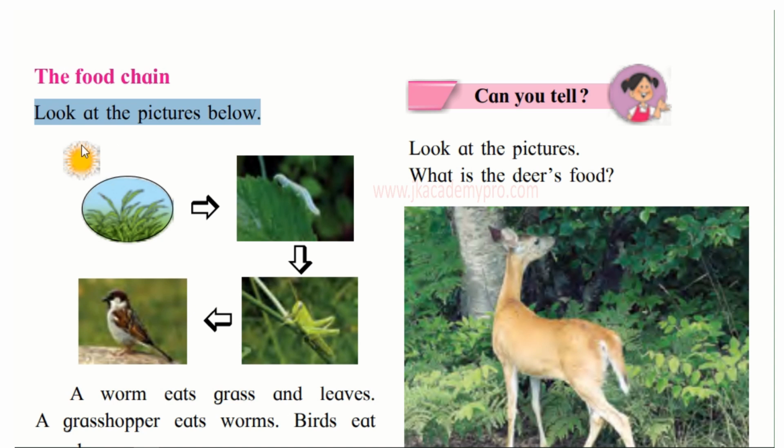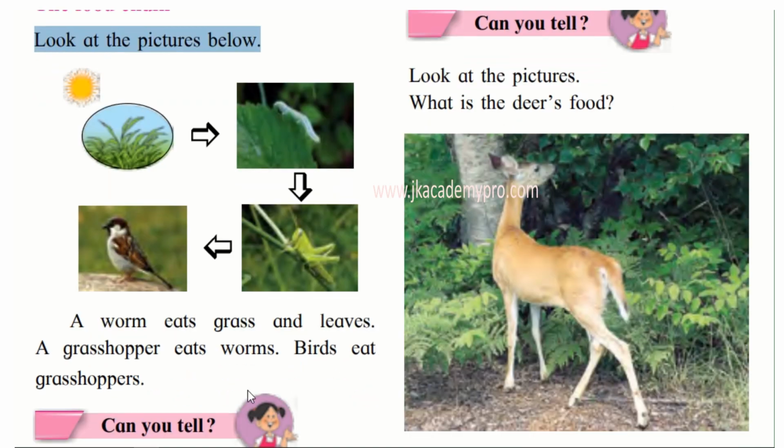So if you look at it very carefully, the plants make their food in the presence of sunlight, isn't it? Now this worm eats the grass or the plants, okay, the grasshopper may eat the worm and the bird will eat the grasshopper, isn't it? So a worm eats the grass and leaves, a grasshopper eats the worms, and birds will eat the grasshopper. So everything is going round and round, isn't it? Each eating the other.